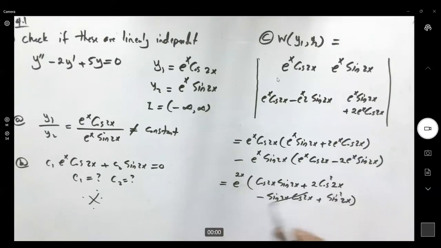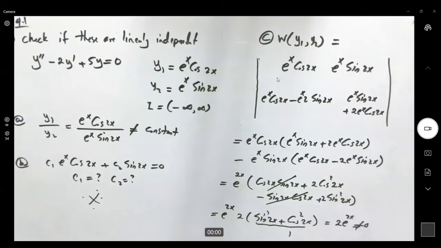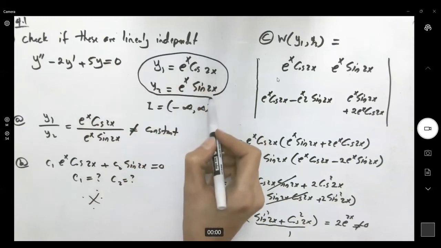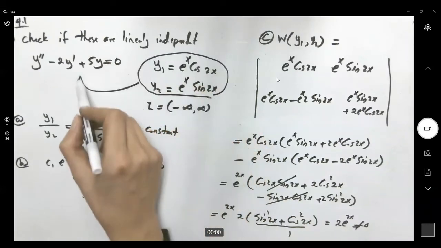Obviously, these two terms are opposites of each other. Let me just put 2 here. You get e to 2x, and we have 2. You can factor out 2, and we get sine squared 2x plus cosine squared 2x. This is just 1, so you're left with 2e to 2x, which is never 0. So the Wronskian is not 0. It means that they are linearly independent, or these two functions form the fundamental set for this differential equation.